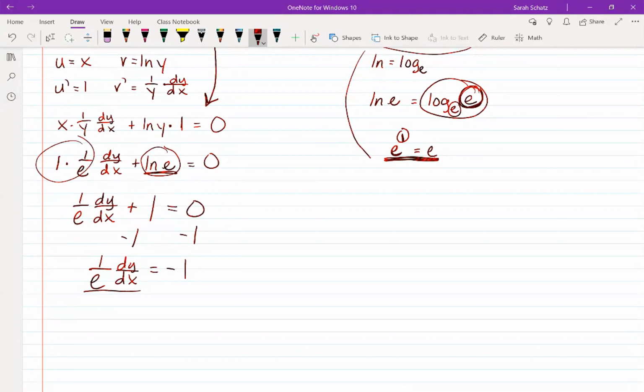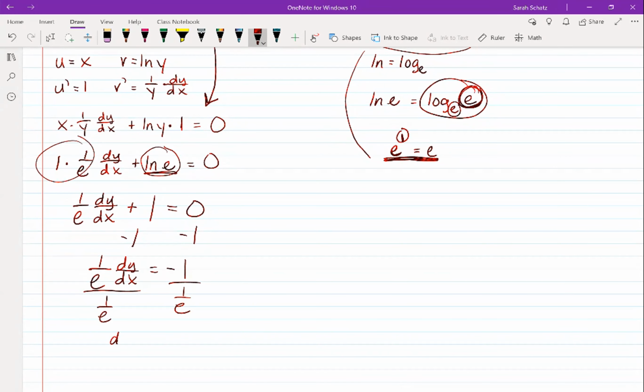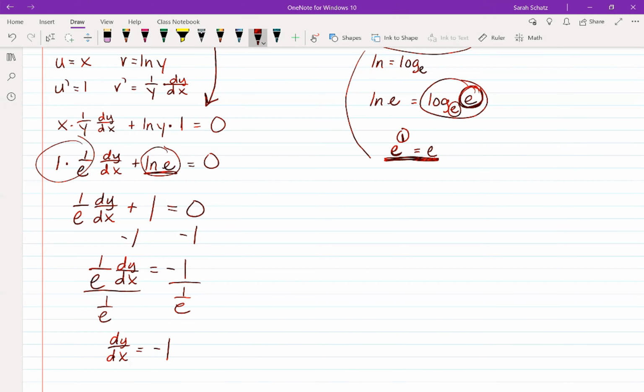So to get dy dx by itself, I need to divide both sides by 1 over e. Remember, when you divide by a fraction, it's the same as multiplying by its reciprocal. So dy dx is going to equal -1. So instead of saying divided by 1 over e, let's say times e over 1. So what does that leave us with? Well, I think it just leaves us with -e.